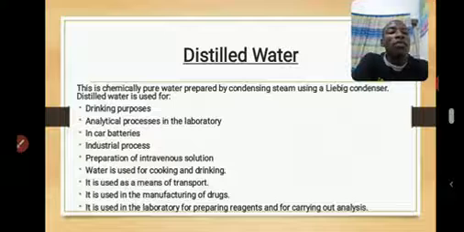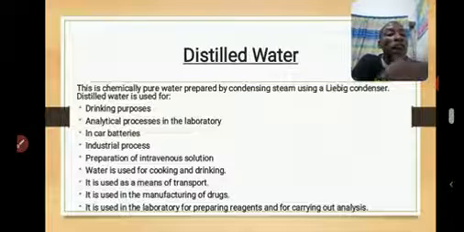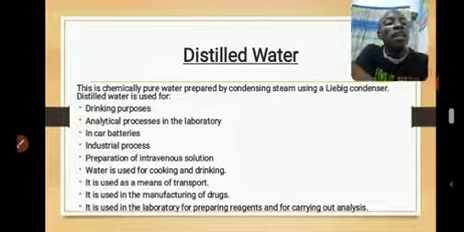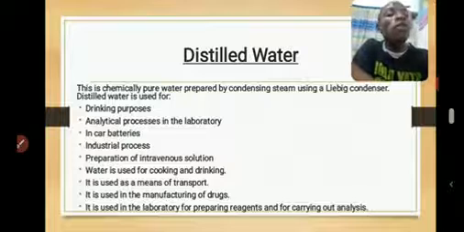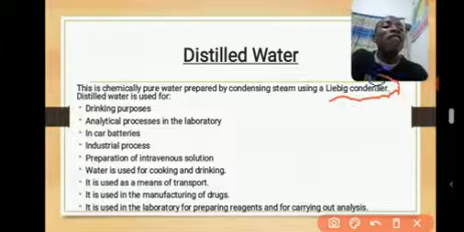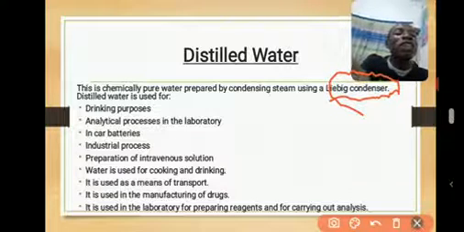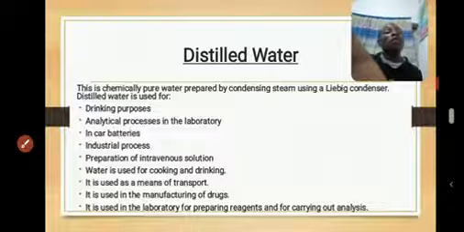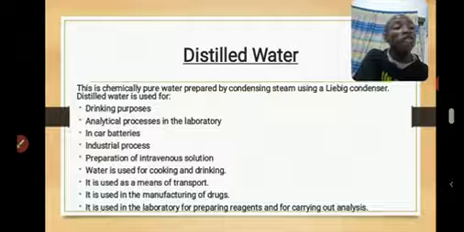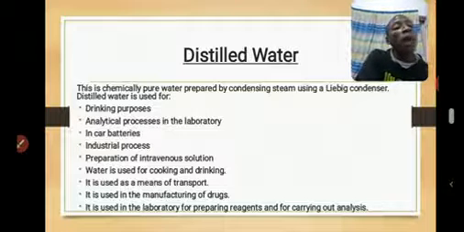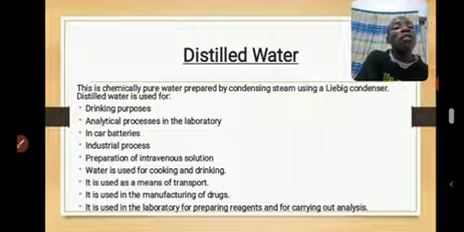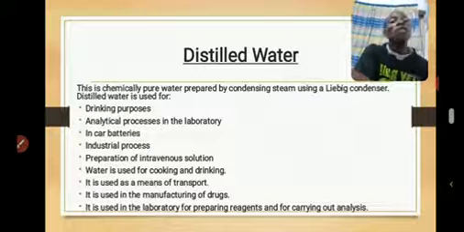So this distilled water is a chemically pure water that is prepared by condensing steam. You evaporate the water, then you condense the steam. You already know this one for condensing steam. It's called Liebig condenser. Now, what do you use distilled water to do? For drinking, but not really meant for drinking because it doesn't contain any ion. Your body requires some amount of ions. Then majorly it is used in the laboratory for carrying out experiments. That's the major purpose of distilled water.